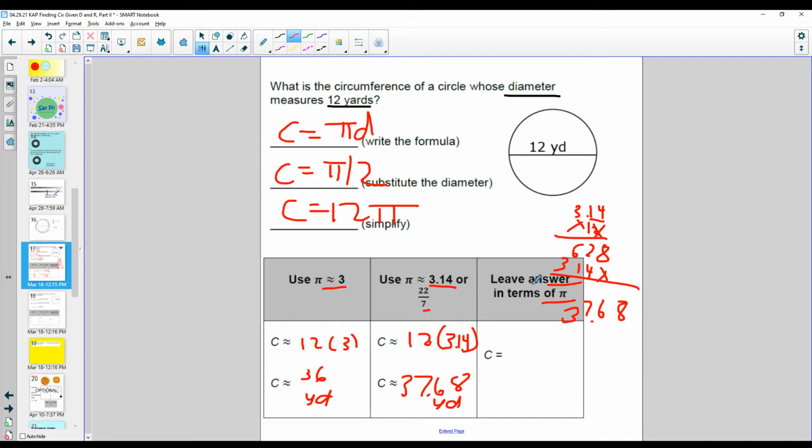And this is the part where people get stuck on. Leave answer in terms of pi. Just leave it alone. Just 12 pi. Let's do one more in case you still do not understand.